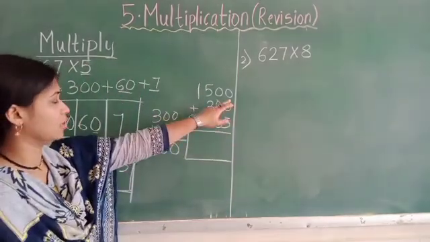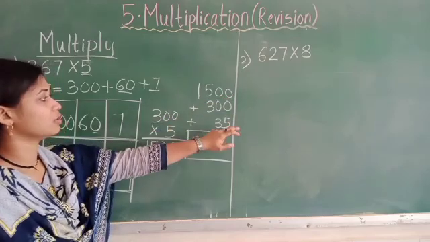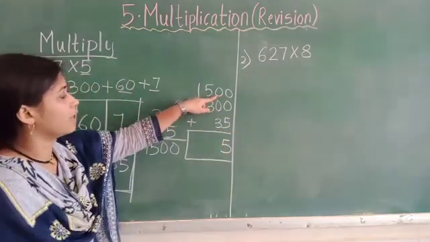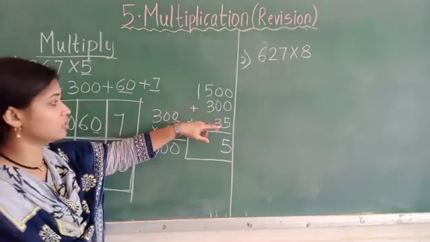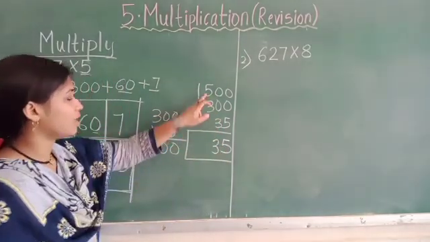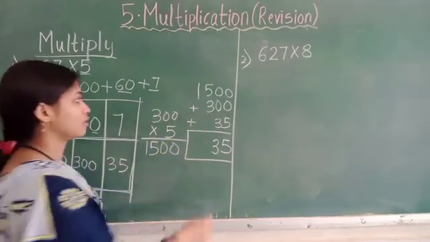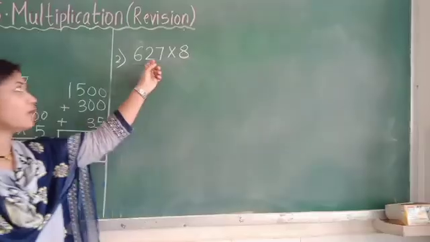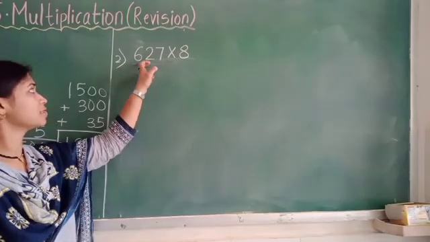Let us see from the unit place. 0 plus 0 is 0, 0 plus 5 is 5. Tens place: 0 plus 0 is 0, 0 plus 3 is 3. 5 plus 3 is how much? 8, and 1 will come down as it is. Now let us see the next sum.